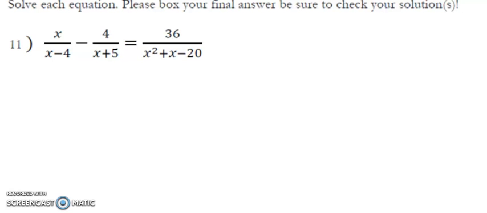Right, picking up with number 11, it says solve each equation. Please box your final answer. Be sure to check your solution.